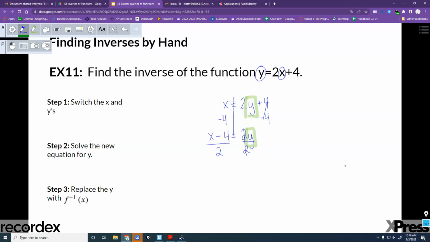So now we can write this a couple ways. It's okay with me if you leave it like this. It's just when you've got multiple choice questions, sometimes they won't. So I'll show you something else you can do here in a second. But it's all right if you leave it like this. The y now is by itself, so we are done, which means that we're at step 3, which is just to replace the y with f inverse of x. So f inverse of x would equal x minus 4 over 2.